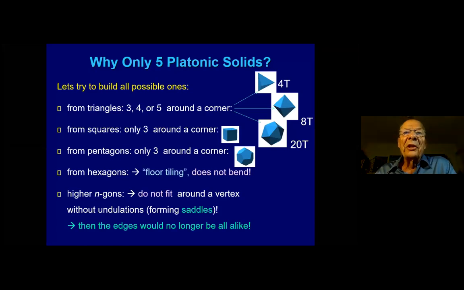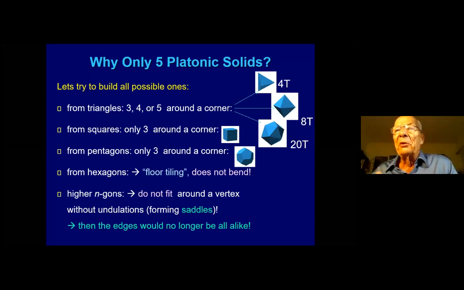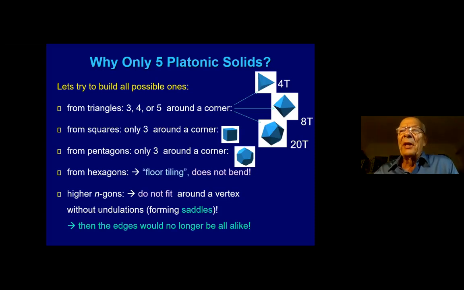Next, if we use squares, there's only one option. We can put 3 squares around the corner, as I've shown you, and form a cube. 4 squares around the point would just produce maybe a kitchen floor. And we have already seen that with 3 pentagons, we can make a dodecahedron. All larger n-gons are too round and are not able to make 3D corners. They can possibly form some saddles with some convex and some concave edges, but then the edges are no longer all alike, and the solid no longer regular. So this is the proof that there are just 5 Platonic solids.